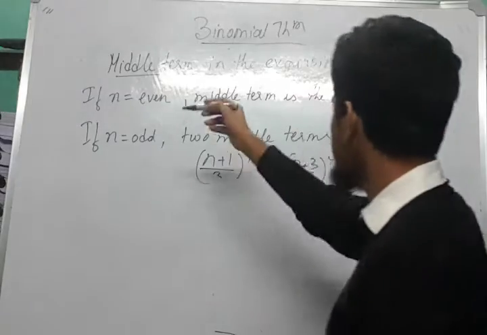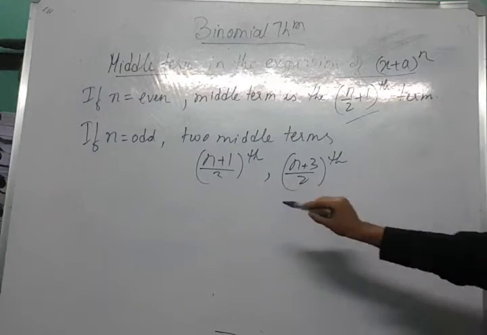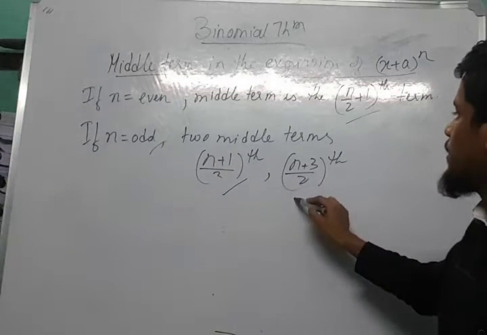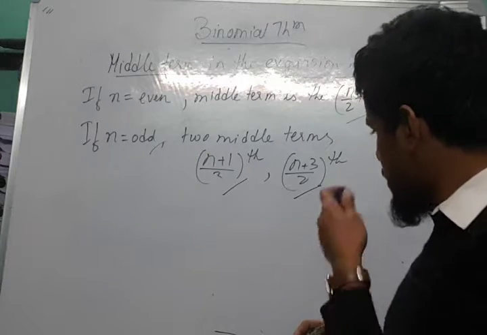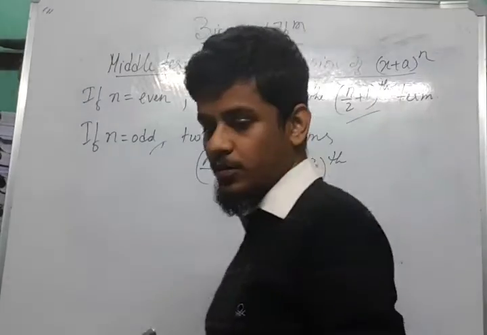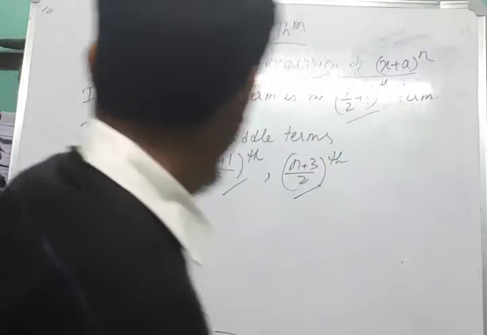So as you can see, if n is even, then we have the (n/2 + 1)th term, and if n is odd, you have 2 middle terms, the ((n + 1)/2)th and the ((n + 3)/2)th term. So these are the 2 things that we need to care about. So let me do a simple sum on it so that it's more clear to you how you need to proceed with the problem. Let me rub it out.